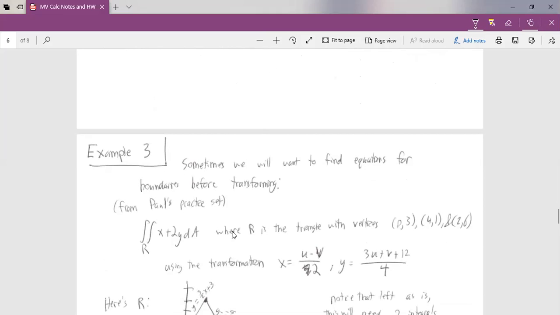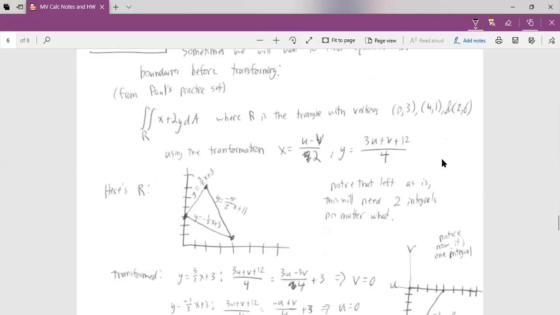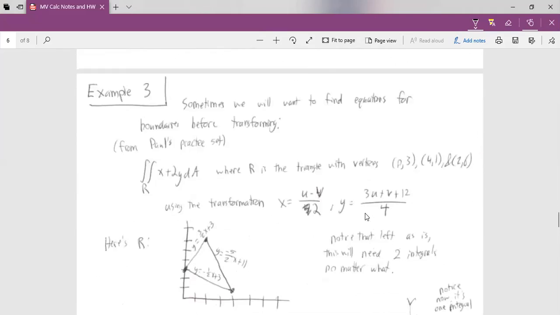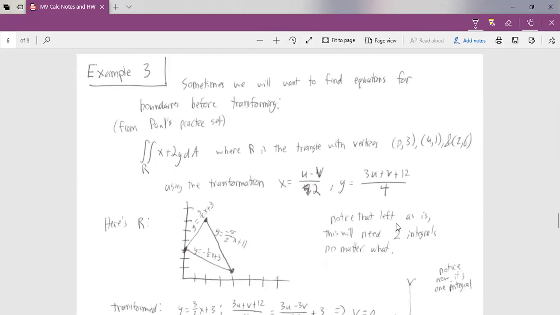This example is from the online notes that I've referred you to before, if you wanted an extra source. So let's take a look at what happens here. Sometimes we want to find equations for boundaries before transforming.